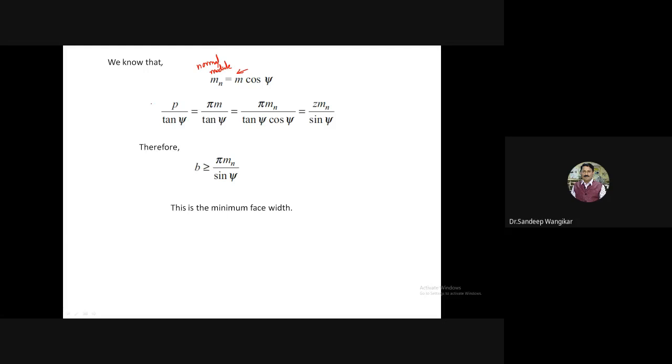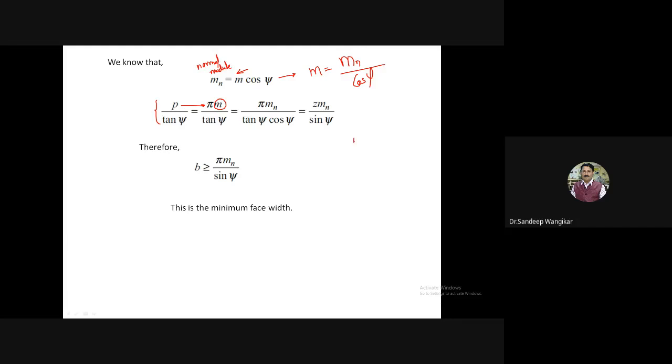So just for modification purposes, I will take p divided by tan of psi. The circular pitch we have considered, so it is pi m. So I have substituted p as pi m divided by tan of psi. But from this equation we have m is equal to mn divided by cos of psi. So I will substitute here the m value as mn divided by cos of psi.